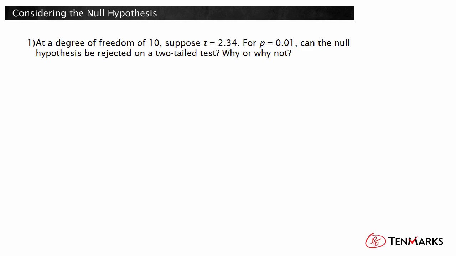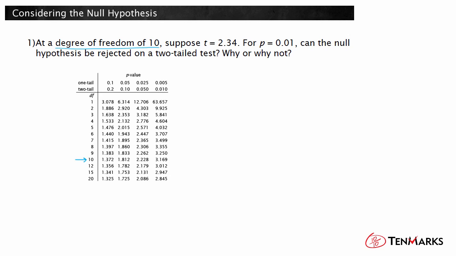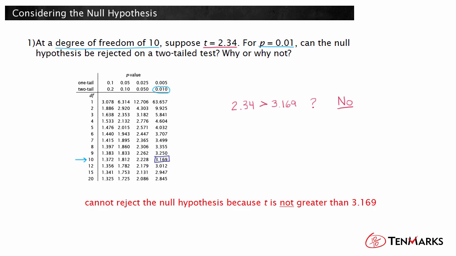Let's look at an example. At a degree of freedom of 10, suppose t equals 2.34. For p equals 0.01, can the null hypothesis be rejected on a two-tailed test? Why or why not? In the row representing a degree of freedom of 10, the value for a two-tailed test with p equal to 0.01 is 3.169. 2.34 is not greater than 3.169, so we cannot reject the null hypothesis.